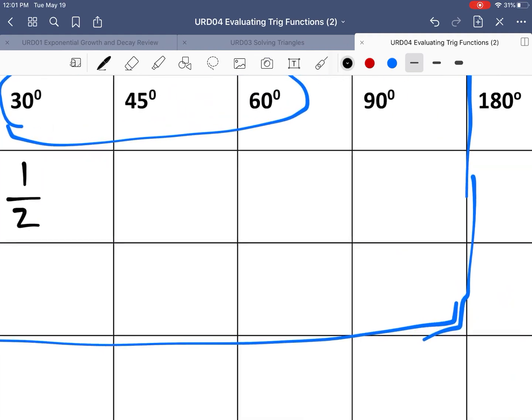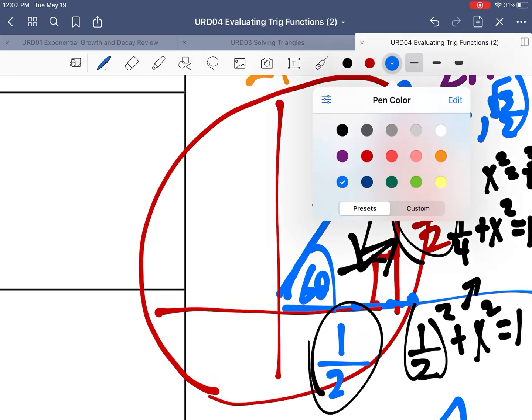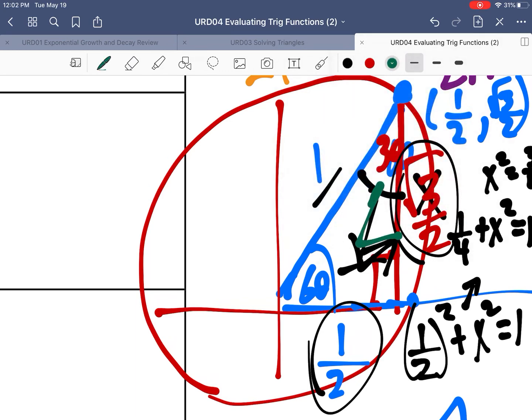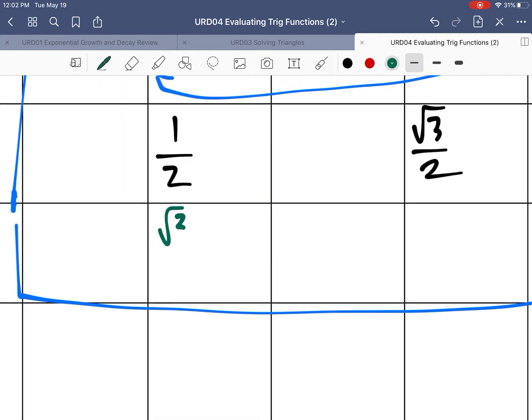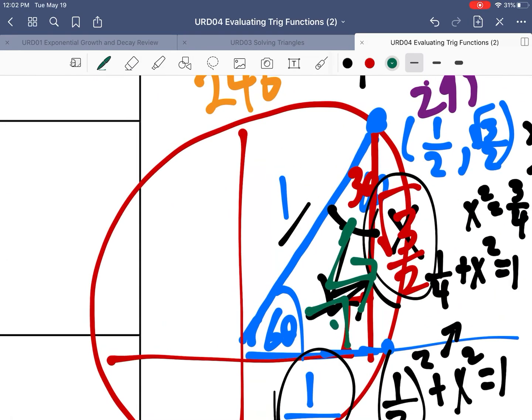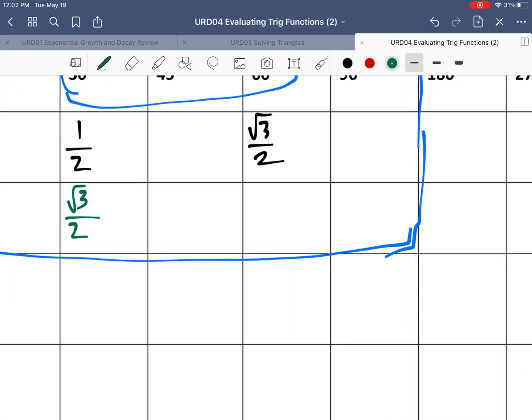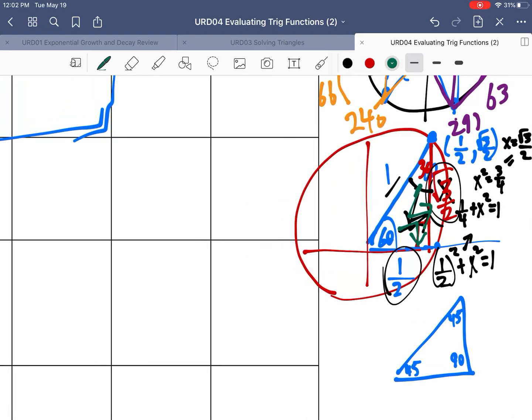The sine of 60 is going to be across from 60, which is radical 3 over 2, which is where this number comes from. Now for the cosine, we look at the adjacents. So the adjacent to 30, if I'll use green for this, is radical 3 over 2. And the adjacent to 60 is going to be 1/2, so next to that. So that's where all these values come from. It comes from this triangle.